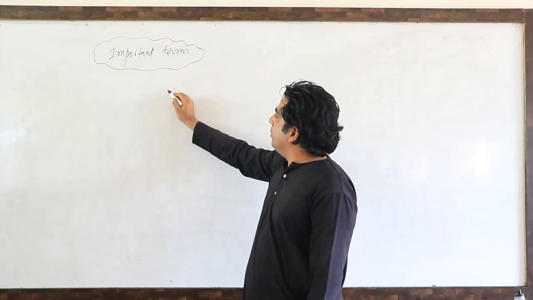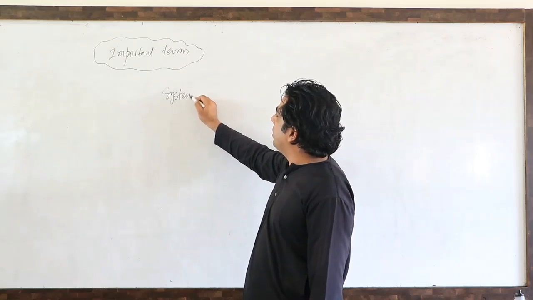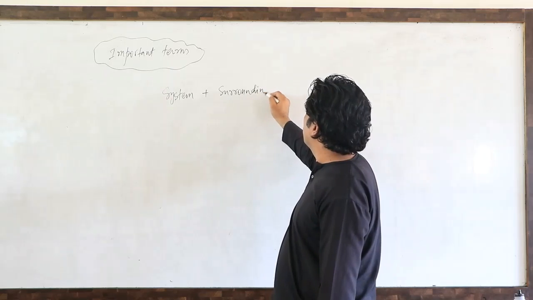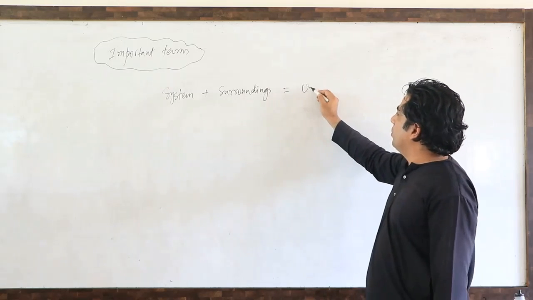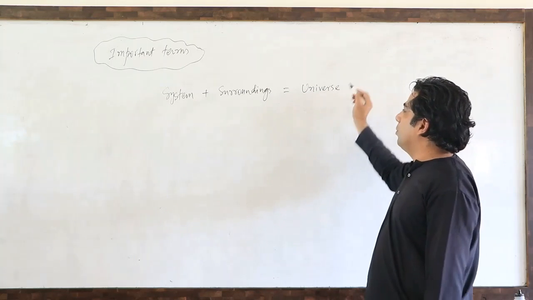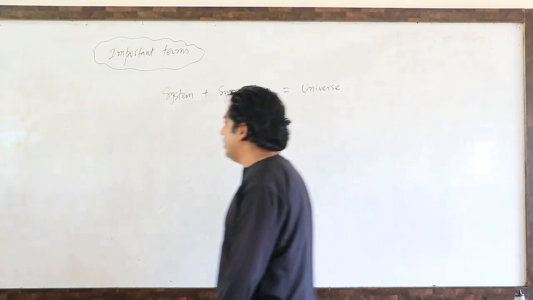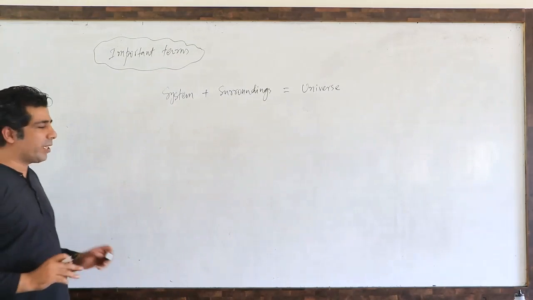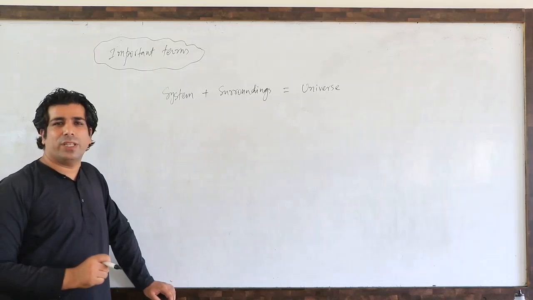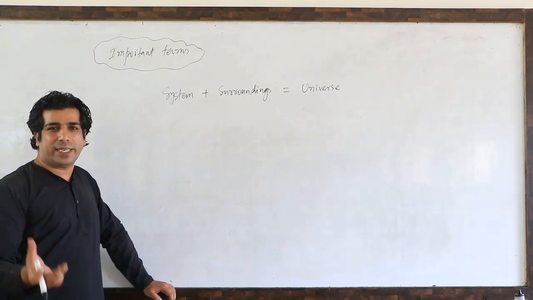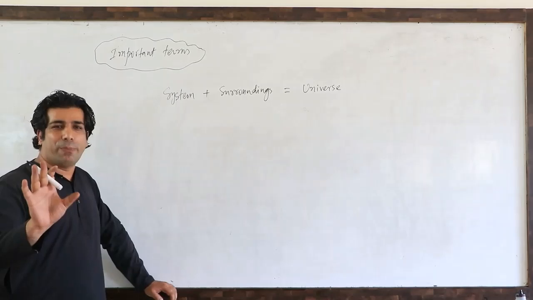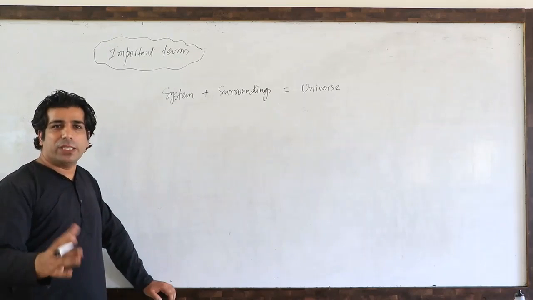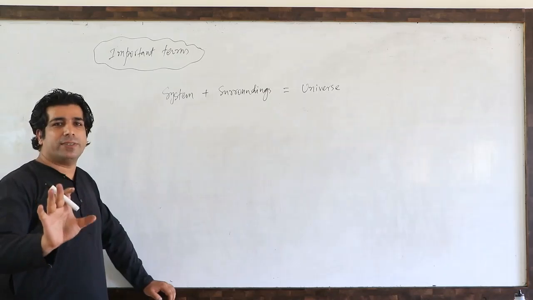First of all, we will write down system plus surroundings is equal to universe. So let us define these simple terms here before entering into this chapter. We'll be talking about the laws of thermodynamics as well: 0th law, 1st law, 2nd, 3rd law. So please have patience. Okay? You will understand each and everything, but with time. You need to have some patience.